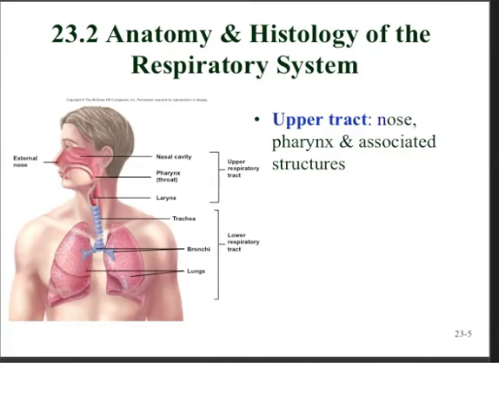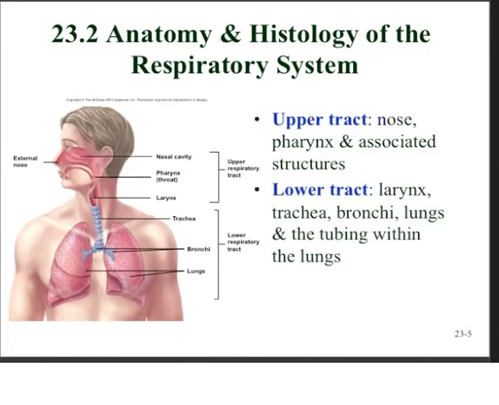You're looking here at the respiratory tract. The upper tract consists of the nose, the pharynx, and their associated structures, while the lower tract is the larynx, the trachea, the bronchi, the lungs, and the tubing within the lungs. Okay, so you can see here the upper tract ends basically at the larynx. The lower tract runs from beneath the larynx all the way down into the lungs.